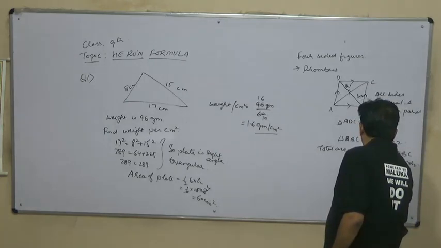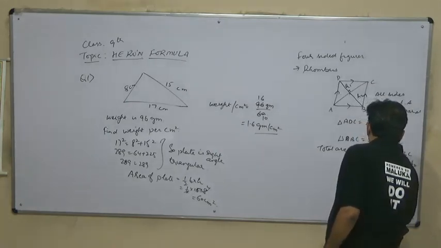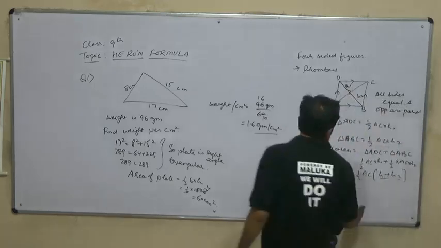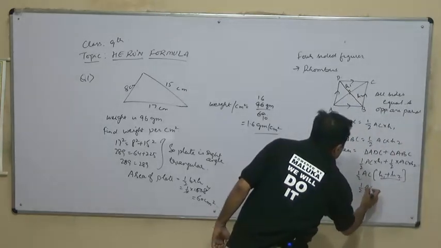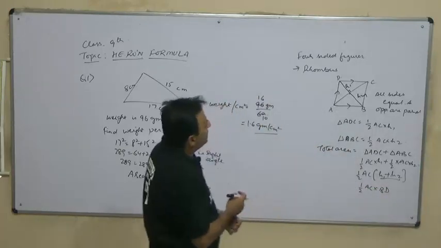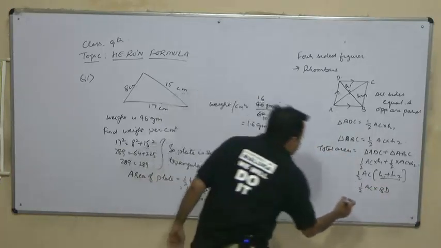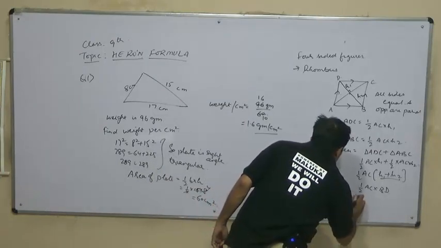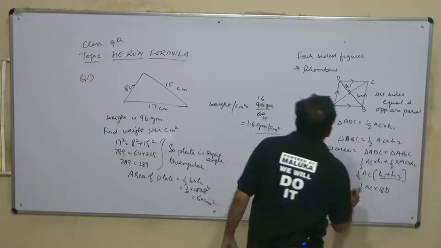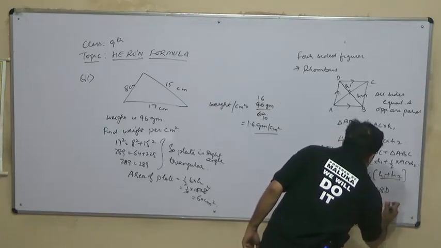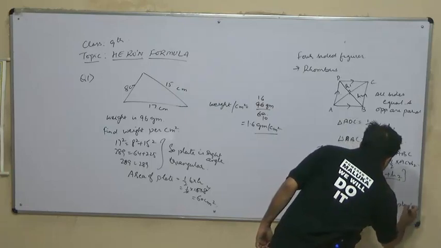So this will be half AC into H1 plus H2. So what is H1 plus H2 here? This is BD. So this is half AC into BD. So area of a rhombus is given by half product of diagonals.